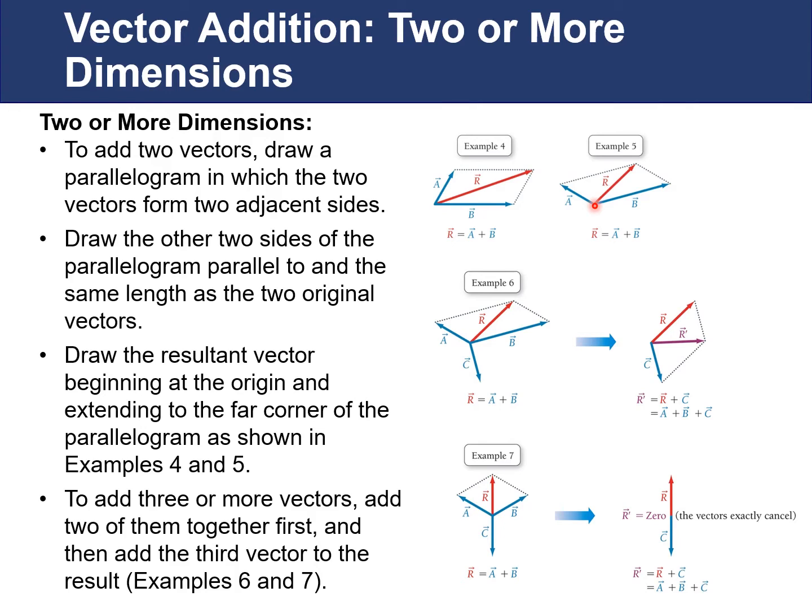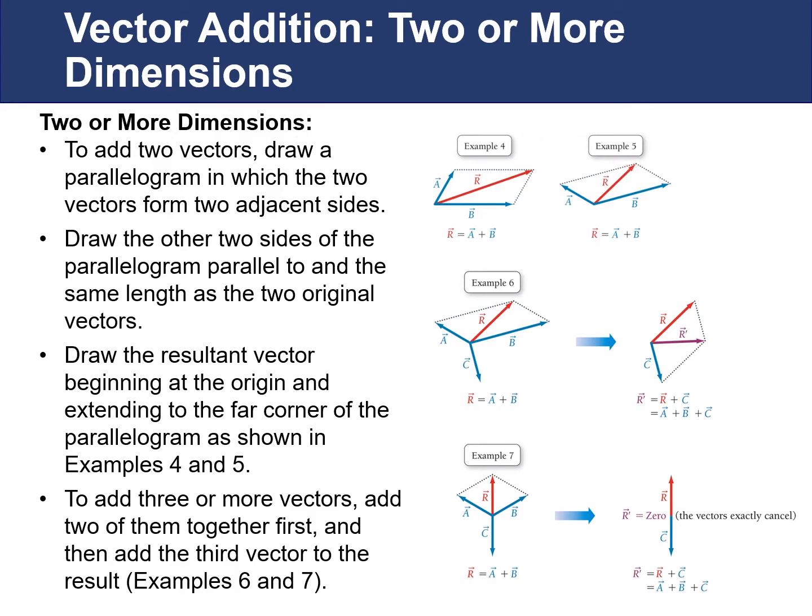Another example has A pointing up and to the left and B pointing up and to the right. When we add the two vectors, we draw a parallelogram with A being one side, B being the other, and then the resulting vector goes along the diagonal.